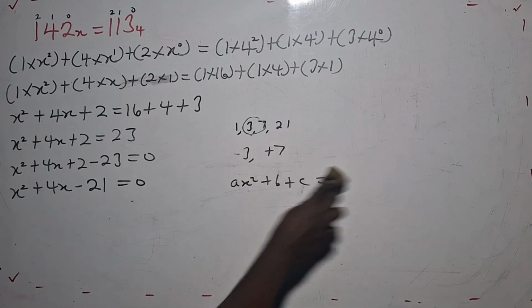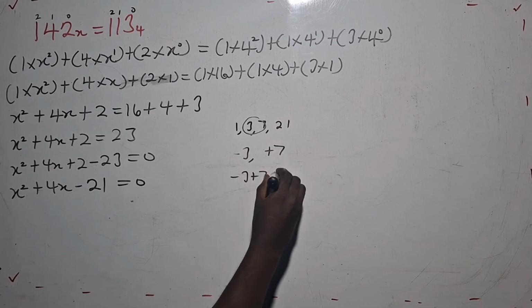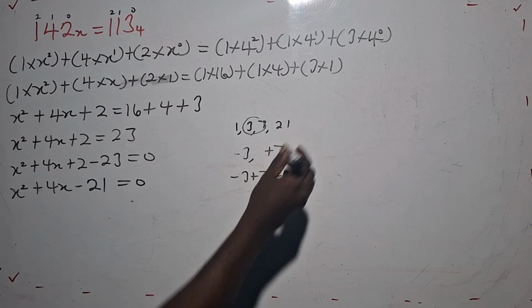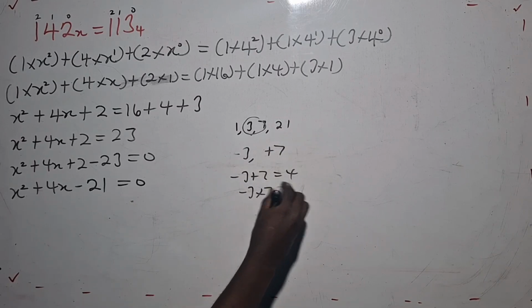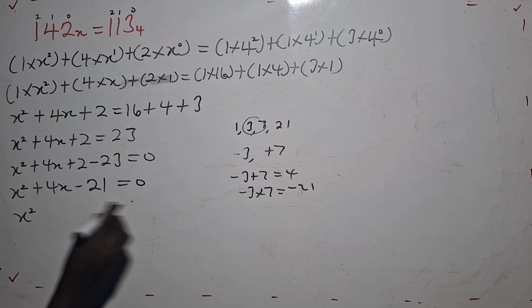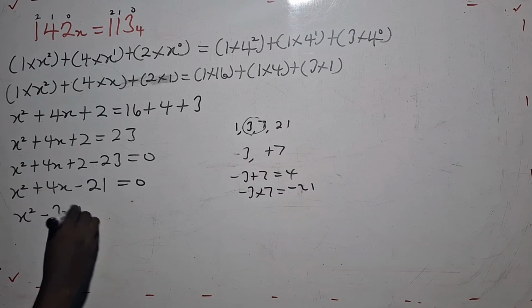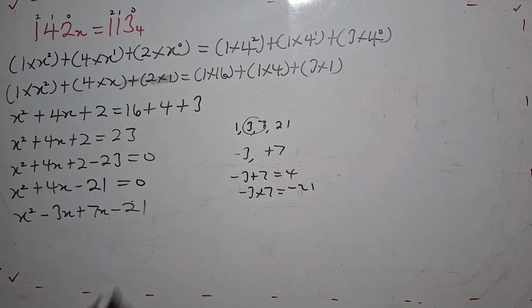Because if you add negative 3 plus 7, you are going to get positive 4. And when you multiply negative 3 times 7, you get negative 21. So I'm going to replace the 4x with these. So I'll have x squared minus 3x plus 7x minus 21. Yes, I can bring the equal to 0. It doesn't change or spoil anything.